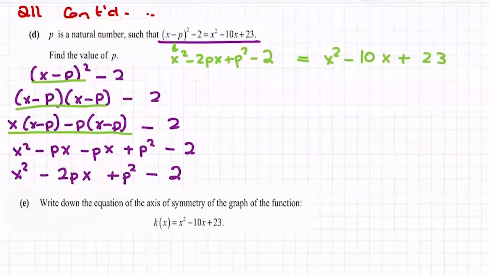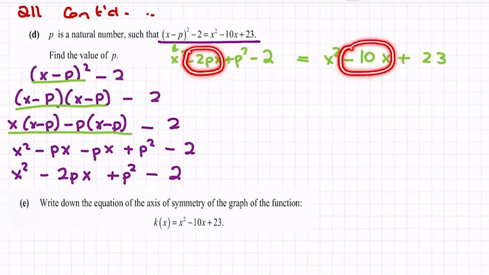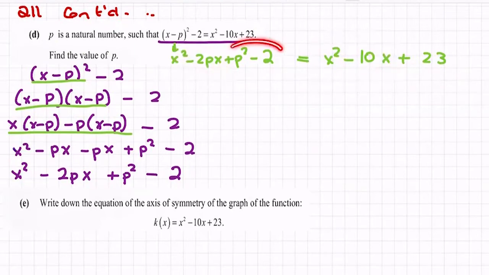And what we do in this case is, if the left-hand side equals the right, then all of the different bits equal each other. In other words, the x squared equals the x squared, and you can see that's the case. The x's, so the minus 2px equals minus 10x. And what I'm doing there is letting the x's equal each other. And then the numbers, p squared minus 2 is in fact equal to 23.